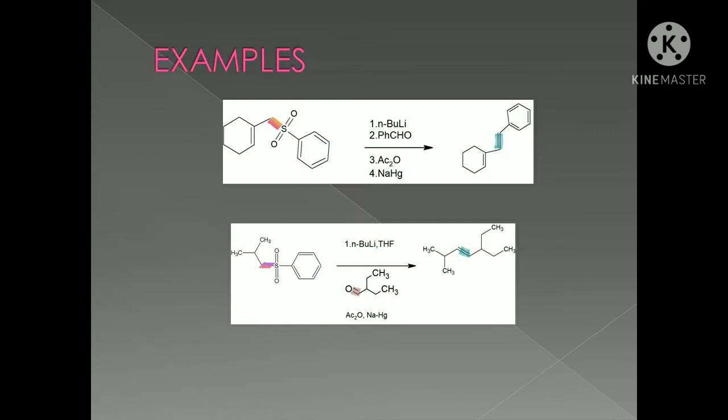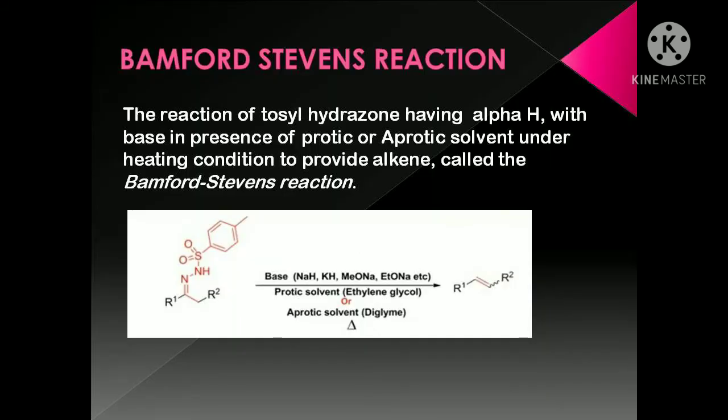In this slide I gave you two examples for Julia olefination reaction and I highlighted the bonds where the alkene double bond will form. The next reaction is Bamford-Stevens reaction. The reaction of tosyl hydrazone having alpha hydrogen with base in presence of protic or aprotic solvent under heating condition gives alkene, called Bamford-Stevens reaction.